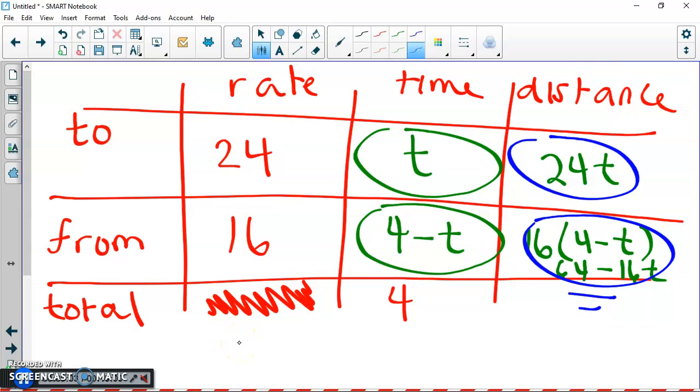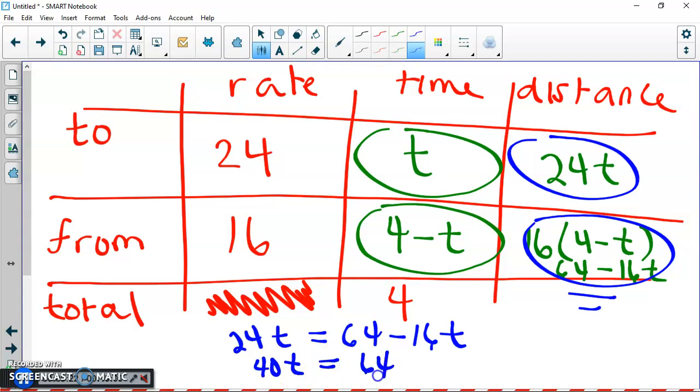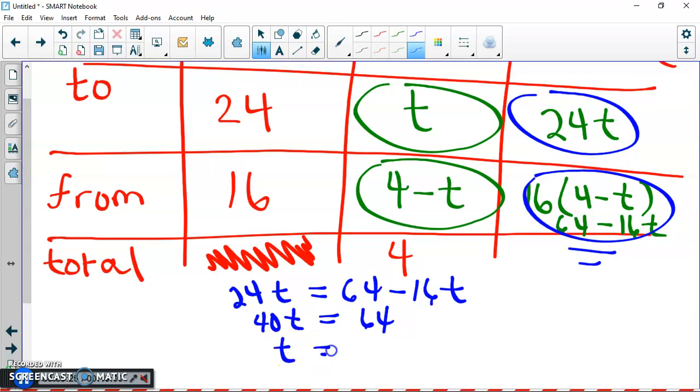I know they did not say how much time, but we need to find time in order to find the distance, because distance is related to the time. So 24t is equal to 64 minus 16t. Solving this equation, 40t equals 64. Divide both sides by 40. And you get time to be, let me type this in right now, 64 divided by 40 is 1.6. So t equals 1.6.